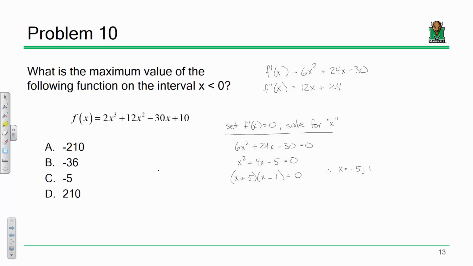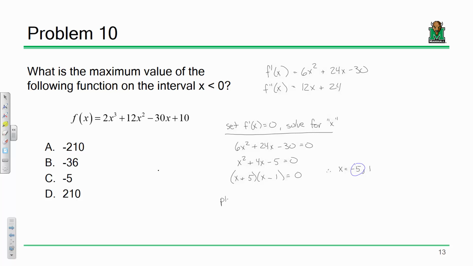So we're talking about the interval on the negative side of the x-axis, right? So on the negative side of the x-axis, I don't really care about this, right? So I don't care about that. So let's focus our attention on this. So that is where a local extreme occurs, but I don't know whether or not that's a maximum or a minimum. So I plug that value into the second derivative.